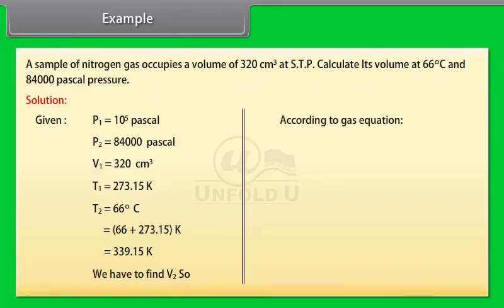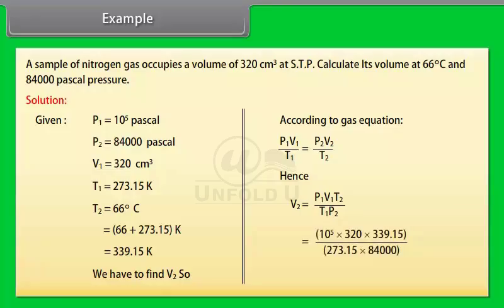So, according to the gas equation, P1 V1 by T1 is equal to P2 V2 by T2. Hence, V2 is equal to P1 V1 T2 by T1 P2, which is equal to 10 raised to the power 5 into 320 into 339.15 divided by 273.15 into 84,000, is equal to 473 centimeter cube.